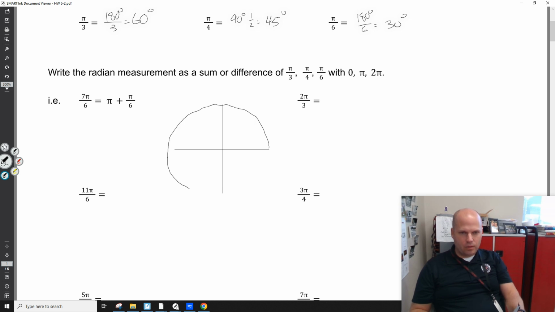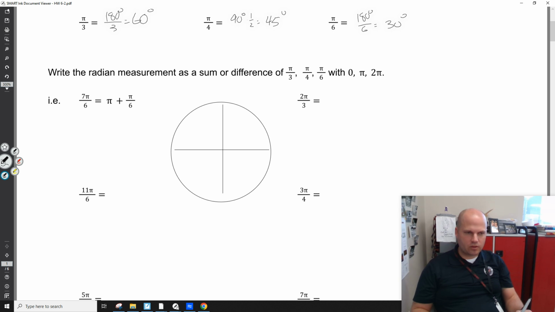What I recommend doing, and you probably don't need the circle, but I'm going to provide the circle anyways, is just keep things to some standard base radians that you know, where this is 0, this is pi, all the way around our circle is 2 pi. And use these to your advantage. So if I ask you to find 7 pi over 6, what is that? Well, I know that 6 pi over 6 is the same as pi, and 6 pi over 6 plus pi over 6 would be 7 pi over 6.